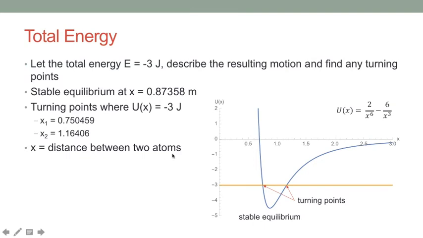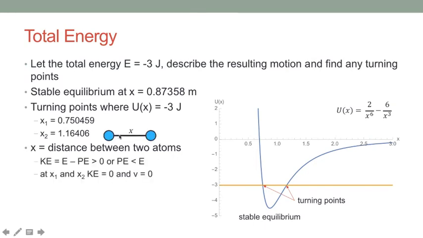Let x be the distance between two atoms, and here are two atoms. X is the distance in between them. The kinetic energy is equal to the difference between the total energy and the potential energy, and that's got to be positive because kinetic energy has to be positive. That means the only place the two atoms can be is where the potential energy is less than the total energy. So it can only be in this region right here where the blue curve is underneath the total energy. It cannot be over here. With that much energy, they can't be pushed any closer than this or any further out than here, because then the kinetic energy would have to be negative, and that can't happen.